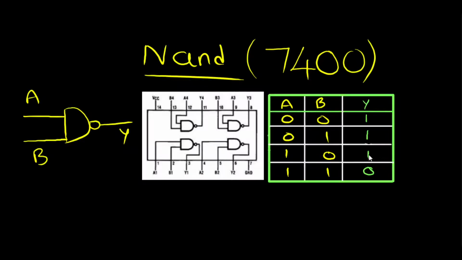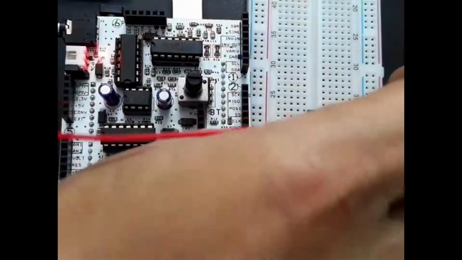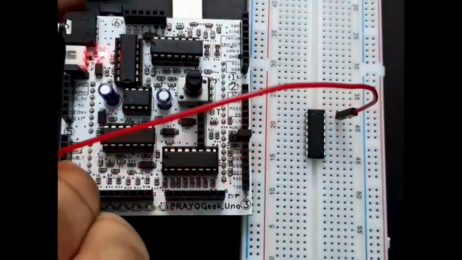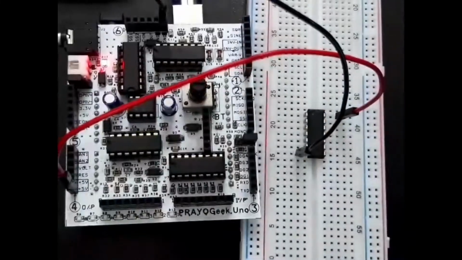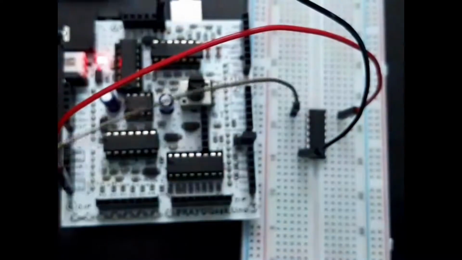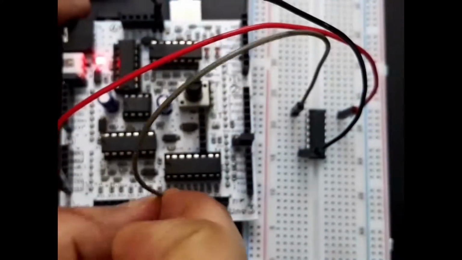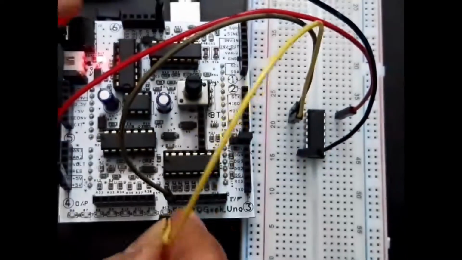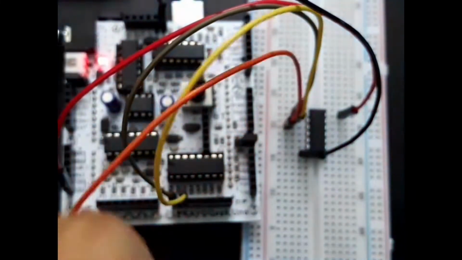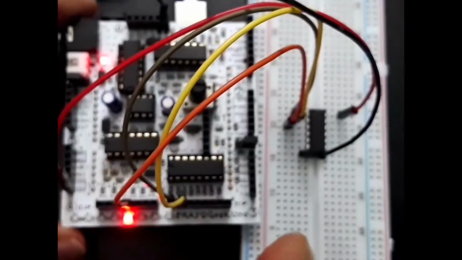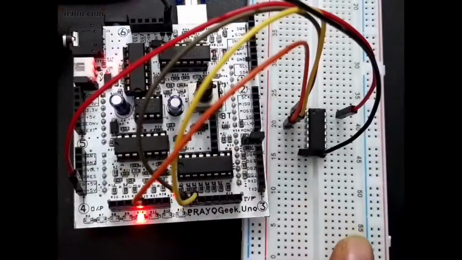Now let's go ahead and make the connections practically and verify this truth table. Just like we did for the other gates, let's connect pin number 14 to 5 volts, then pin number 7 to ground, pin number 1 to the input, pin number 2 to the second input, and then pin number 3 to the output. So these are the connections which you need to do for the NAND gate.